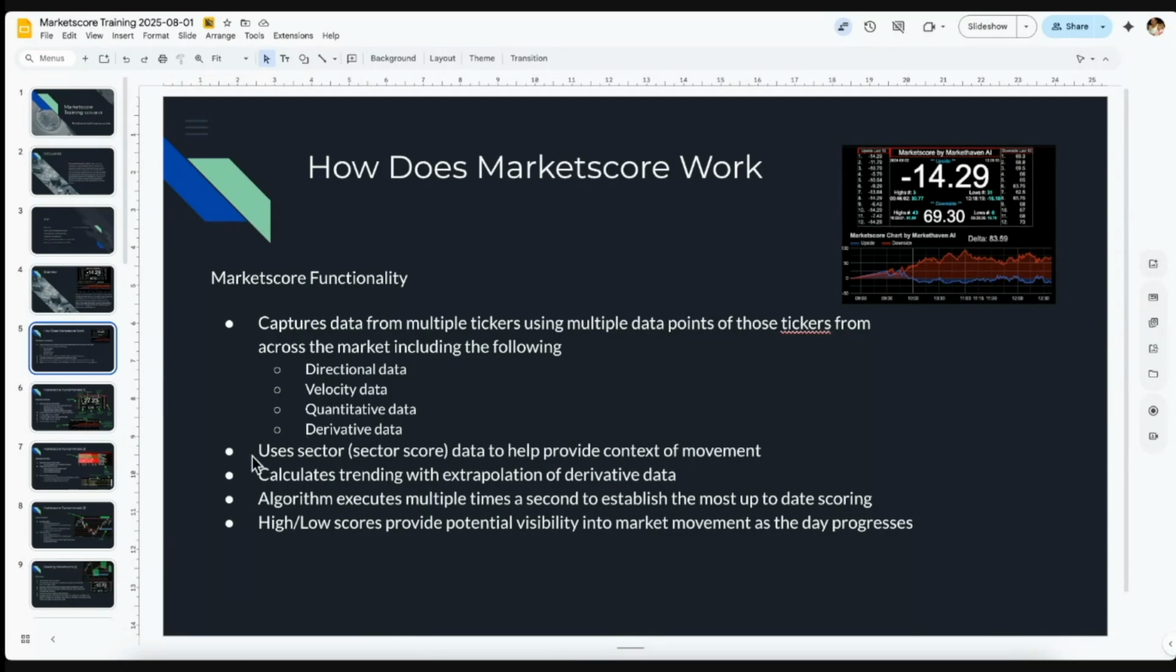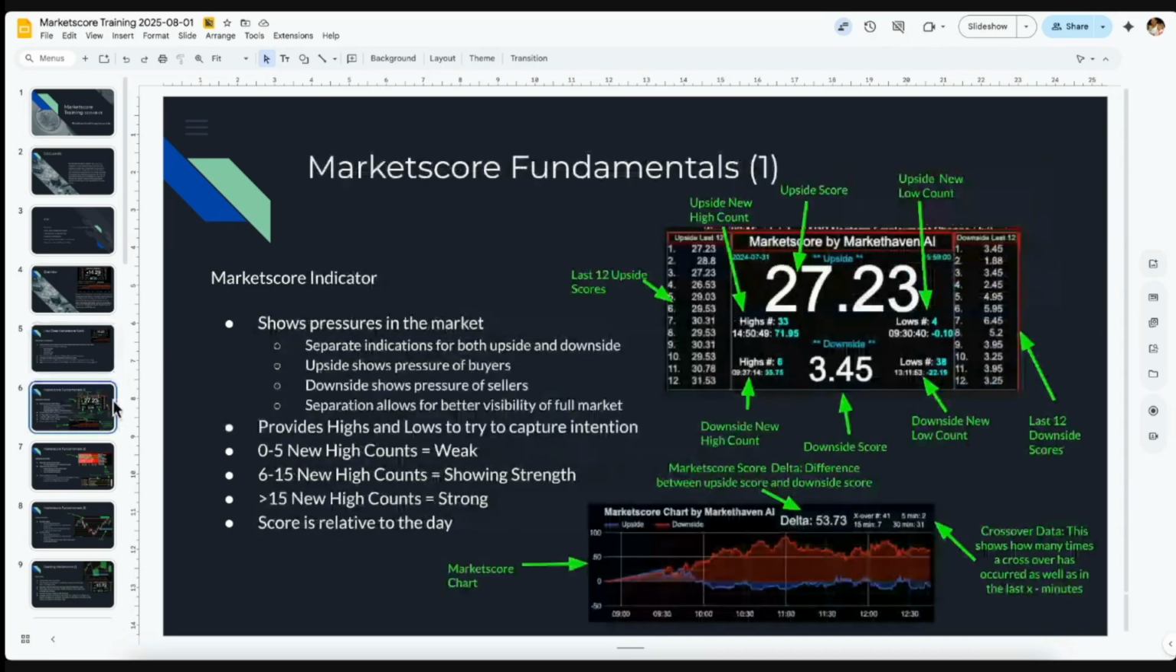This uses sector data. It creates a sector score to help provide context of movement, and calculates trends and extrapolation of derivative data. The algorithm executes multiple times per second to establish the most up-to-date scoring. High and low scores provide potential visibility to market movements as the day progresses. So this is what this little teeny indicator shows. Now, you'll see the charts are fairly involved and have a lot of other data on them, but this is what Marketscore is. It's this chart and then this readout. The last 12 upside, downside.